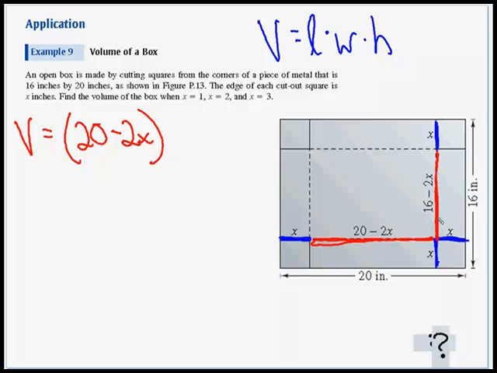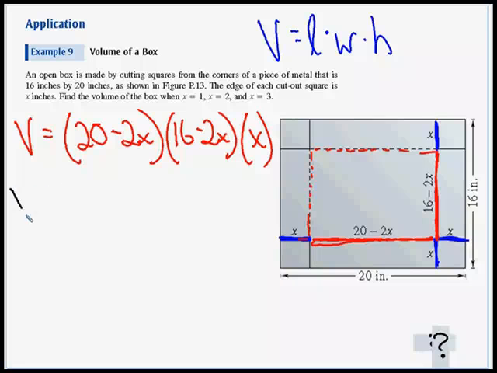Again, just the red side, 16 minus 2x. And then the height. Remember, when we chop these corners out, we're going to fold that up. So this dotted line will be the inside edges of the box. And when we fold those sides up, the height of the box is that x there. So if we multiply that all out, we will get a polynomial representing the volume of the box.